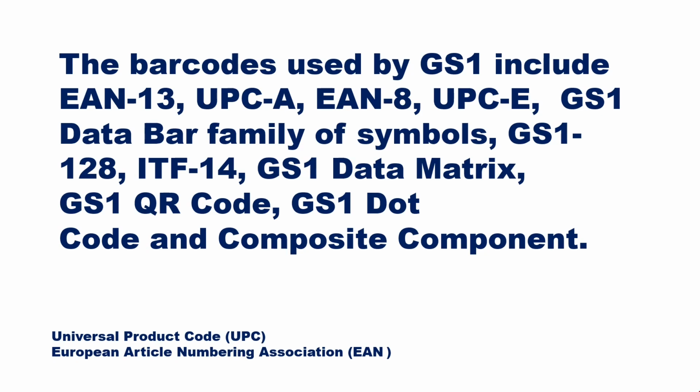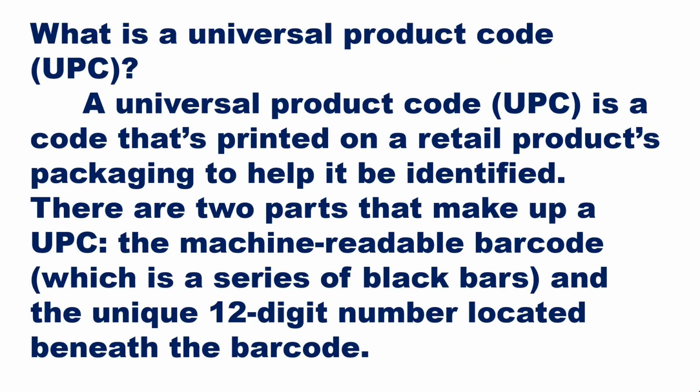So we will follow the reference of the barcodes given by the GS1 company, which is projected by the UPC, that is Universal Product Code. That reference we will take to study what are barcodes. So what is Universal Product Code? UPC is a code that is printed on a retail product's packaging to help it be identified. There are two parts that make a UPC.